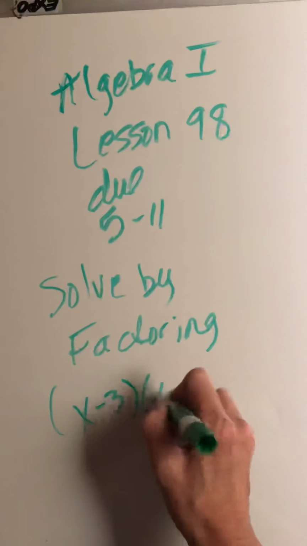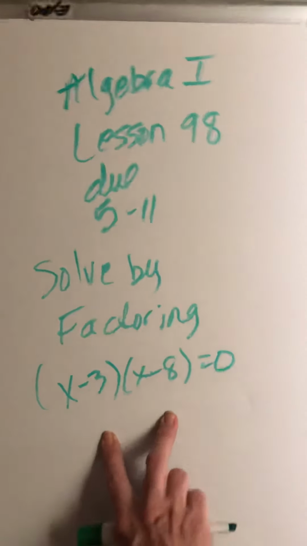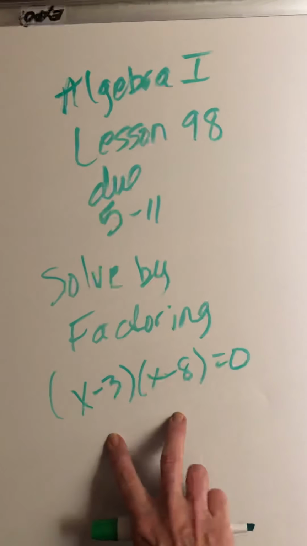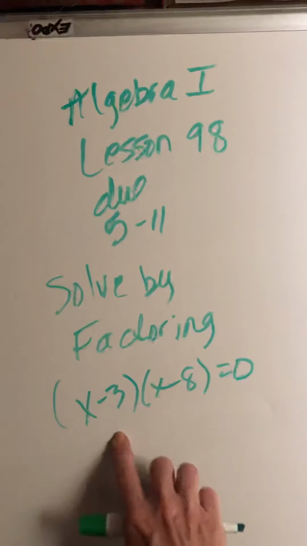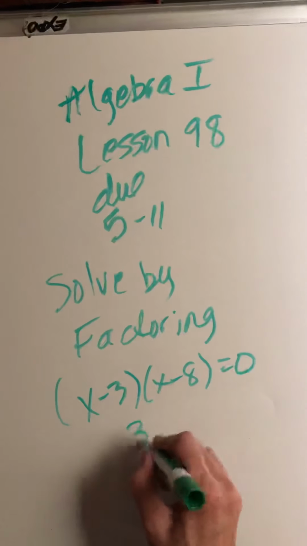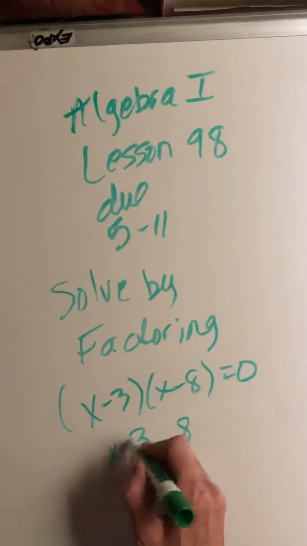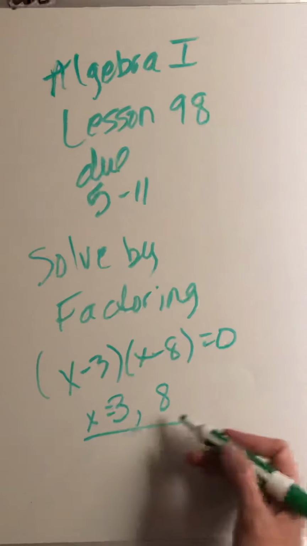So if we've got x minus 3, x minus 8 equals 0, this is already factored. When it's already factored, and again, this is what I said on Lesson 96, just look at what would make each parenthesis 0. So what would make x minus 3 0? 3. What would make x minus 8 0? 8. So x can be 3 and 8. And that's the way you do it.